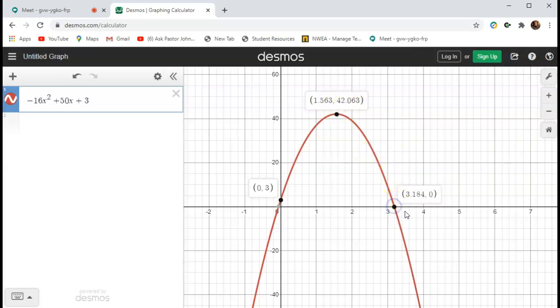It lands on the ground at, I got 3.25, but this is 3.184. Now, why is it a little bit off? This is actually going to be more precise than mine because we rounded along the way, and when we round, we lose accuracy. So you guys could do every problem just by using Desmos and looking at the graph and finding the pieces.